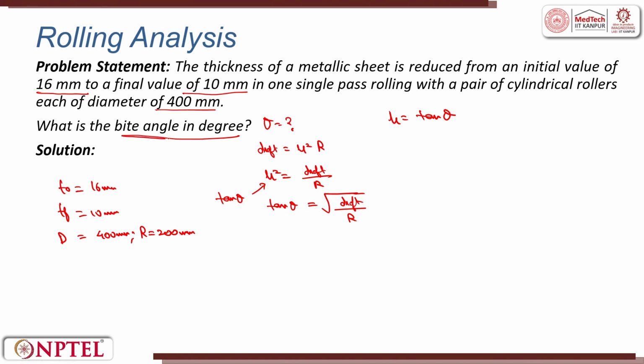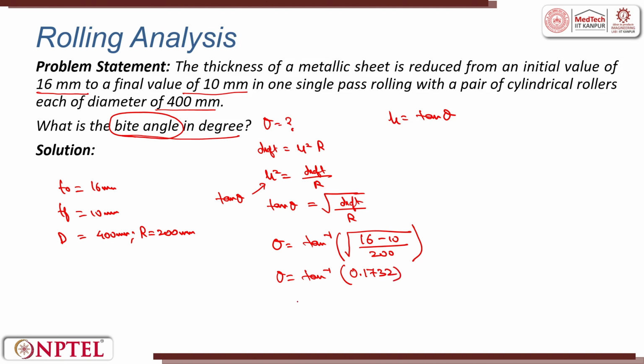Here theta is my bite angle. Therefore, theta is equal to tan inverse of the under root of draft, which is the difference between the initial and the final thickness, 16 minus 10, by the radius, which is 200. Therefore, theta is equal to tan inverse of this value, 0.1732, and this turns out to be 9.82 degrees. This is the bite angle.